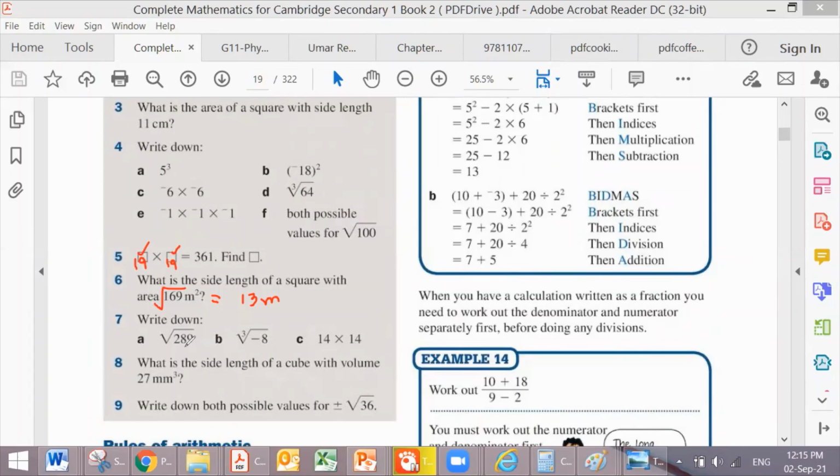Okay, so for these questions, write down 289. Okay, yes, very good, Ahmad Ashraf. You have done it. Now 13 square is 169. Anas, you should increase your number. Yes, very good, Anas. Now you are correct. Its answer would be 17. So 17 multiplied by 17 is 289. So when you take the square root of 289, it would be 17. Okay, yes, very good.